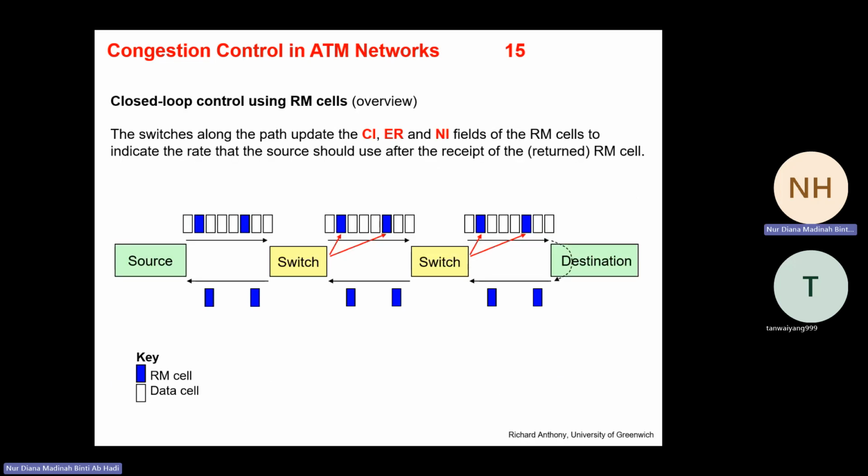Next, this is the closed loop control using RM flow. This is just an overview. The switches along the path update the CI, ER, and NI fields of your RM cell to indicate the rate that the source should use after receipt of your RM cell. The blue one, you can see, is the RM cell, while the white one is your data cell.